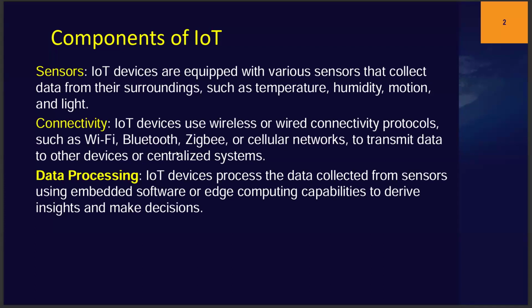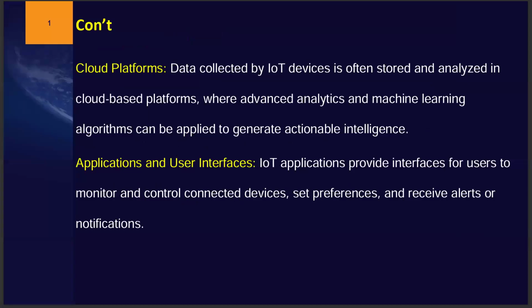Now we also have what we call cloud platforms. So when you look at data collected by IoT devices, it is normally stored and analyzed in cloud-based platforms like AWS and Azure, and those are cloud platforms that are used for dynamic analytics and machine learning algorithms. So all these data can generate what we call actionable intelligence that can be applied to give greater insights into the data.